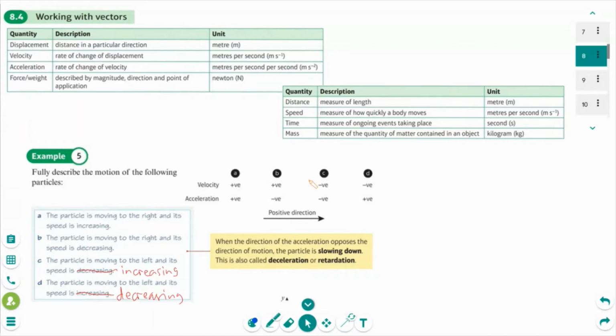Working with vectors. Vectors have two components, magnitude and direction. So displacement is an example. You think of it as distance in a particular direction. So it could be like 5 kilometers due north, 10 kilometers due east.